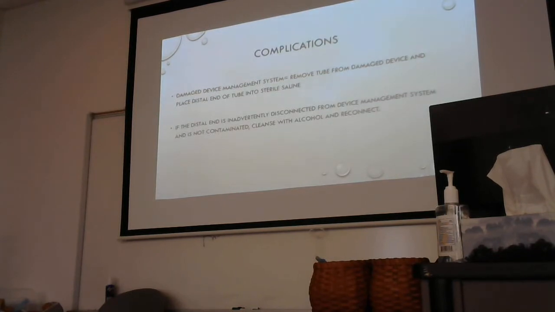So, damaged device management systems: this can actually happen quite often. Knocking them over is probably the most common situation. Usually you're not going to have a system that's damaged when you open it. I guess that's possible, but if this happens, it's very simple. You remove your tube from the damaged device, not your patient. Remove it from the device, and you're going to insert the distal end of that tube into sterile saline. If the distal end is inadvertently disconnected from the device management system and is not contaminated, you can simply clean it with alcohol and reconnect. That's if there's no damage to your management system.